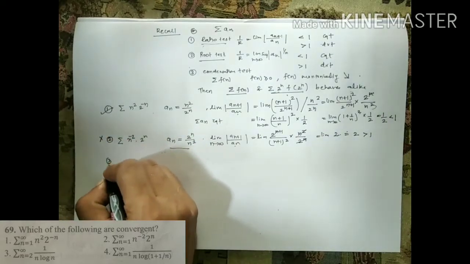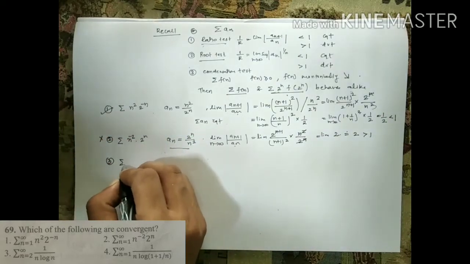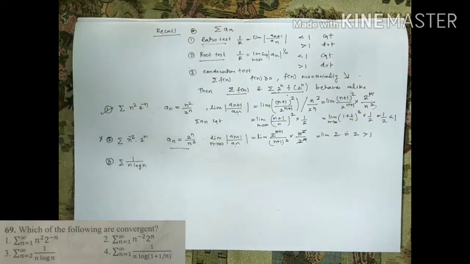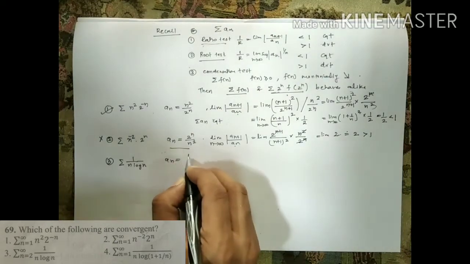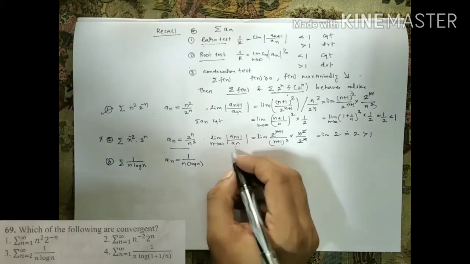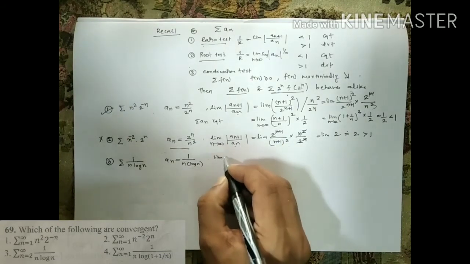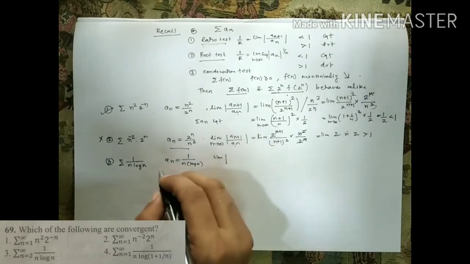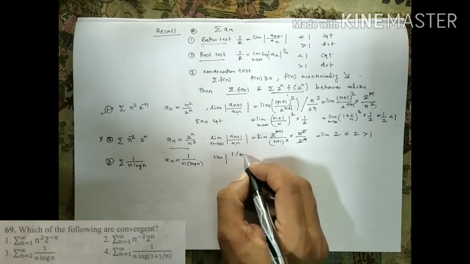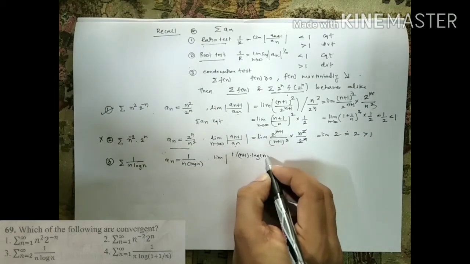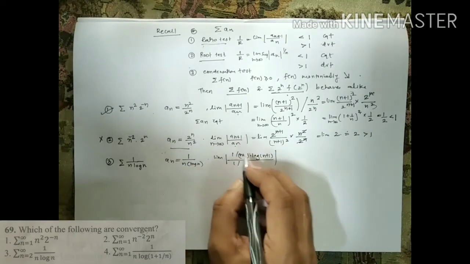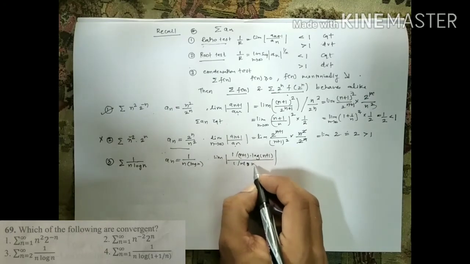Okay, the third one says 1 by n log n. Now see, what is a(n) in this case? n into log n. If I try to use this same ratio test, what will happen? Limit, a(n+1): n+1 means what? 1 upon (n+1) into log(n+1), divided by 1 by a(n). a(n) means n into log n.